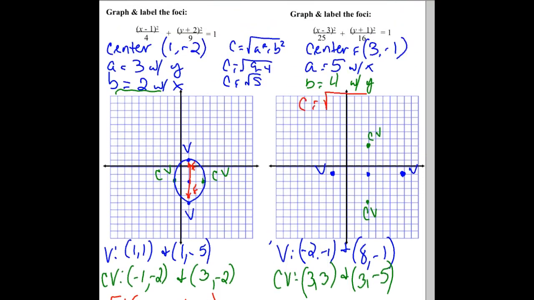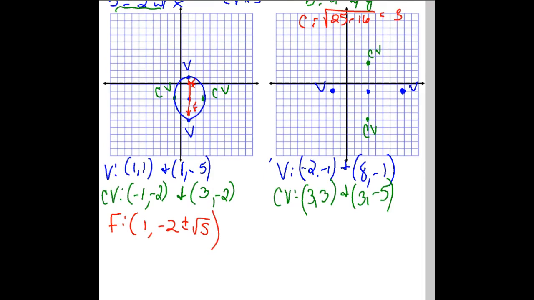So C is going to be the square root of 25 minus 16. 25 minus 16 is 9, square root is 3. So this one works out a little nicer because it's a nice even answer, not a square root rounded decimal. So we want to go 3 in the same direction that we did for the vertices. From our center point, 3 spaces. All right, so coordinates for that, we have 0, -1, and we have 6, -1.